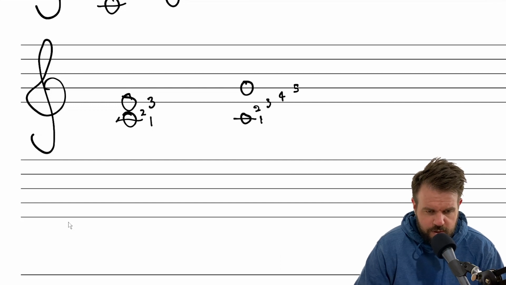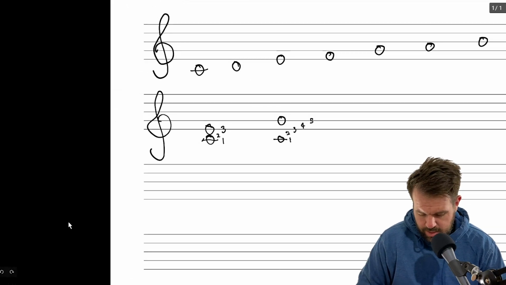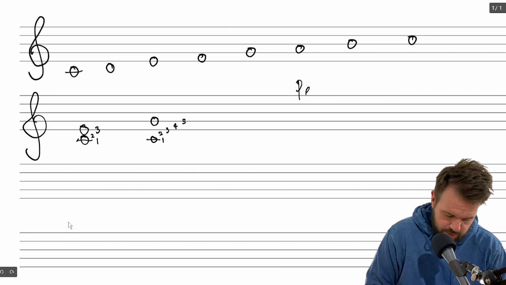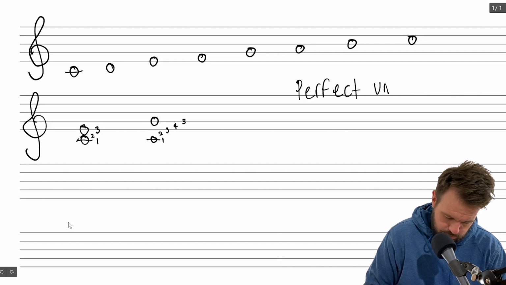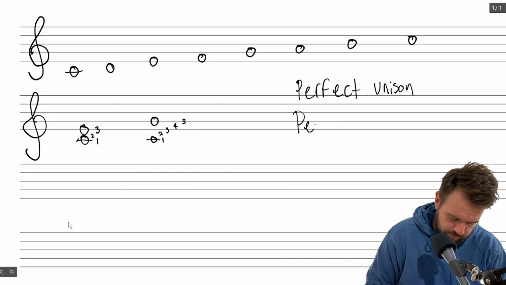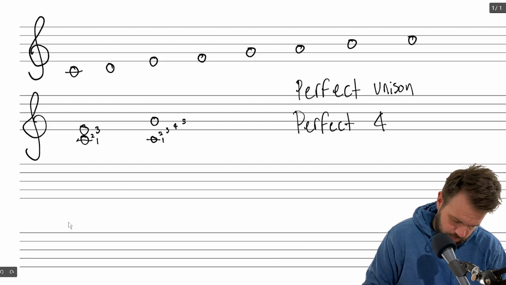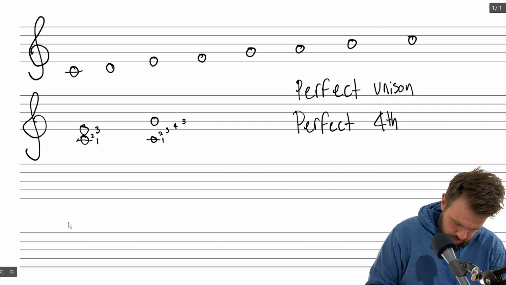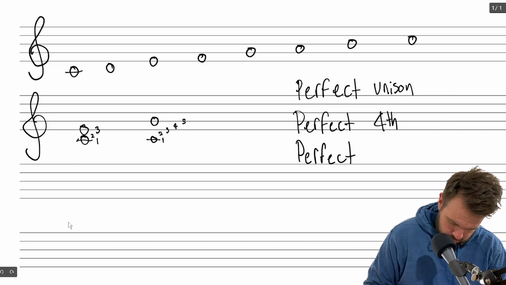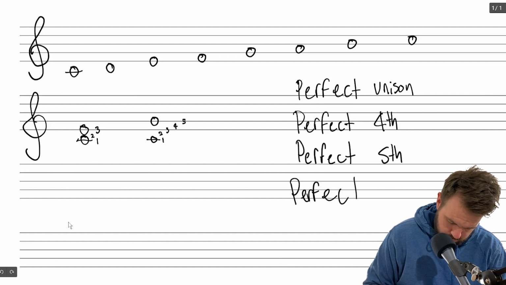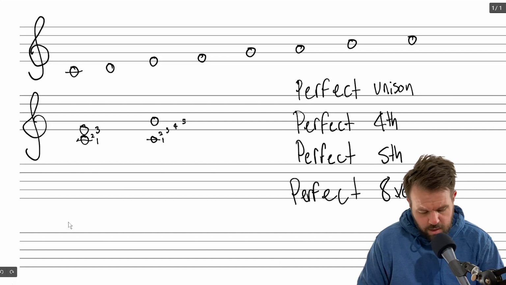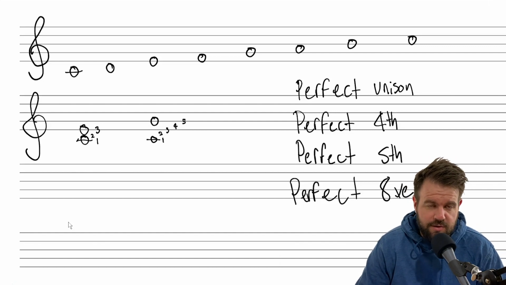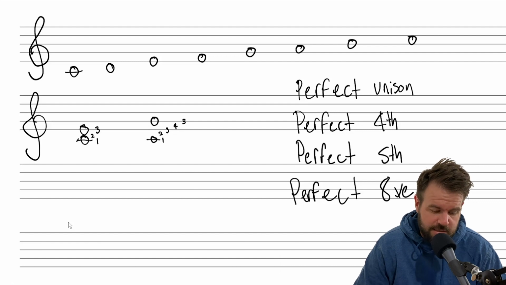Now, there are 3 intervals, or 4 if you include the octave, that are perfect, and the rest are major. So looking at the board, we have a perfect unison, perfect fourth, a perfect fifth. My line's been a bit funny there. Perfect fifth, and a perfect octave. Okay. So the reason why they're called perfect is because they appear in both major and minor keys. We'll get to that in a second.